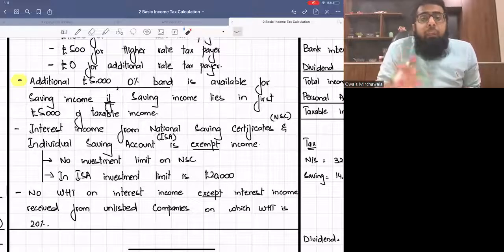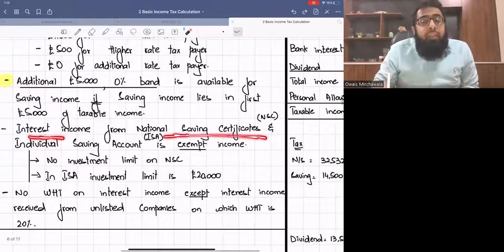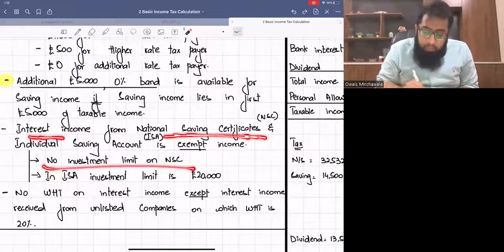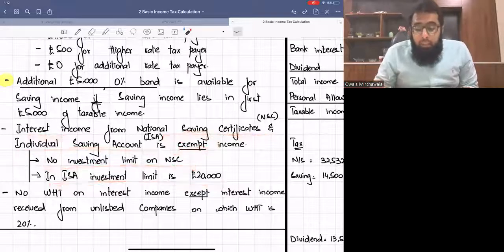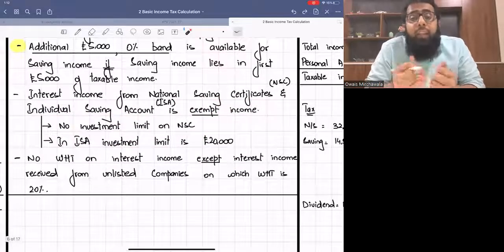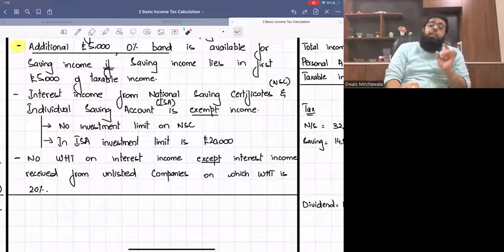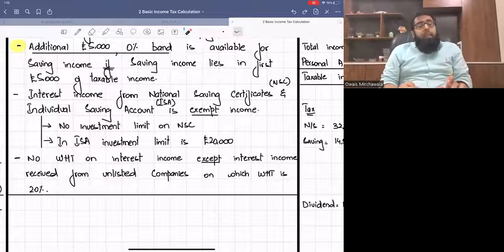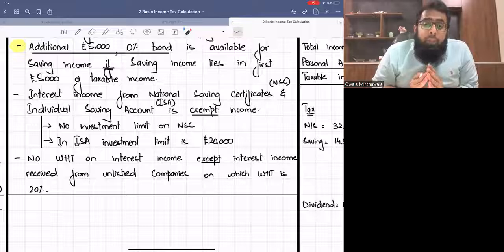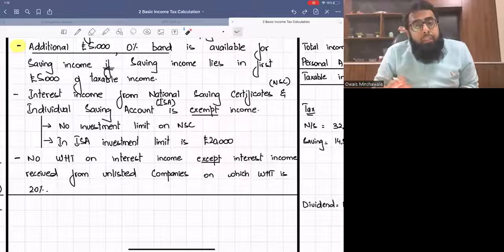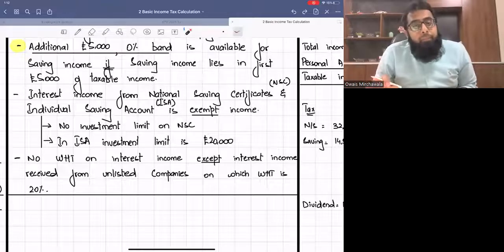If you invest a greater amount, the interest on the greater amount will be taxable. Interest income from national saving certificates has no investment limit. Individual saving account has a 20,000 investment limit. In national saving certificates, you can invest unlimited, but in an individual saving account, the investment limit is 20,000. If you invest more than 20,000, interest income on the additional deposit will be taxable.